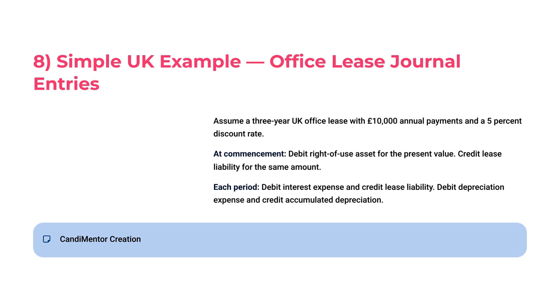Simple UK example, office lease journal entries. Assume a 3-year UK office lease with £10,000 annual payments and a 5% discount rate. At commencement, debit right-of-use asset for the present value, credit lease liability for the same amount. Each period, debit interest expense and credit lease liability, debit depreciation expense and credit accumulated depreciation.